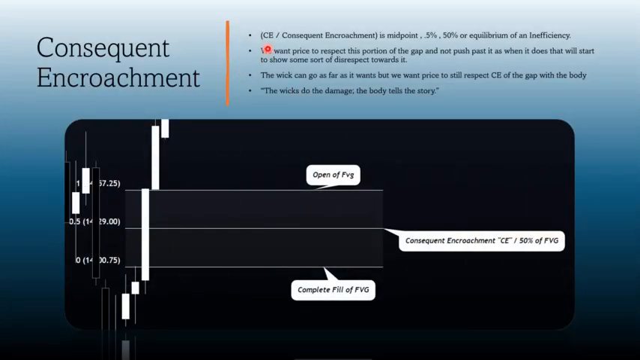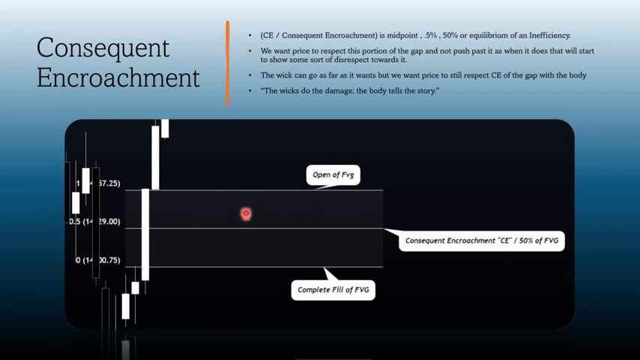And finally, the final thing that you guys should be familiar with is consequent encroachment. So consequent encroachment is the midpoint, 0.5, 50%, or equilibrium of an inefficiency. So if we look at this inefficiency here, we have a BISI, 3-candle pattern, 1, 2, 3. This top wick, there's no wick here, but we will count the body here. This is the open of the gap. This is the complete fill of the gap when the market comes back down into price. This midpoint right here, this line in the middle, this is the midpoint of the fair value gap, and this is known as consequent encroachment, or CE, of a fair value gap.